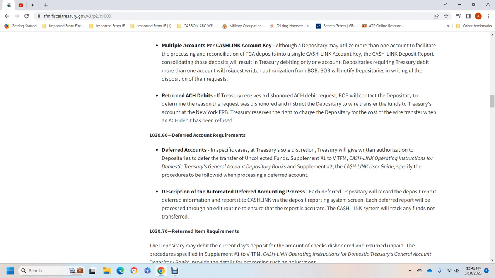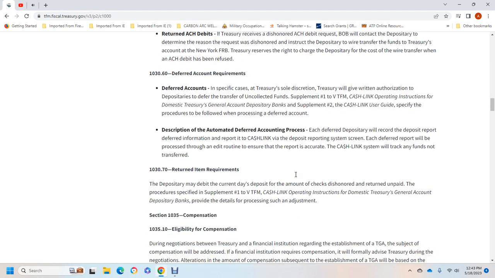1030.60, deferred account requirements. For deferred accounts, and specifically in this case, if the Treasury so decides at its discretion, Treasury will give written authorization for the deferred transfer of uncollected funds. Supplement number 1, volume 5, Treasury Financial Manual, CashLink Operation Instruction, Domestic Treasury General Account Depository Banks, and supplement number 2, CashLink User Guide, specify the procedures to follow when processing deferred accounts, including a description of the automated deferred accounting process.